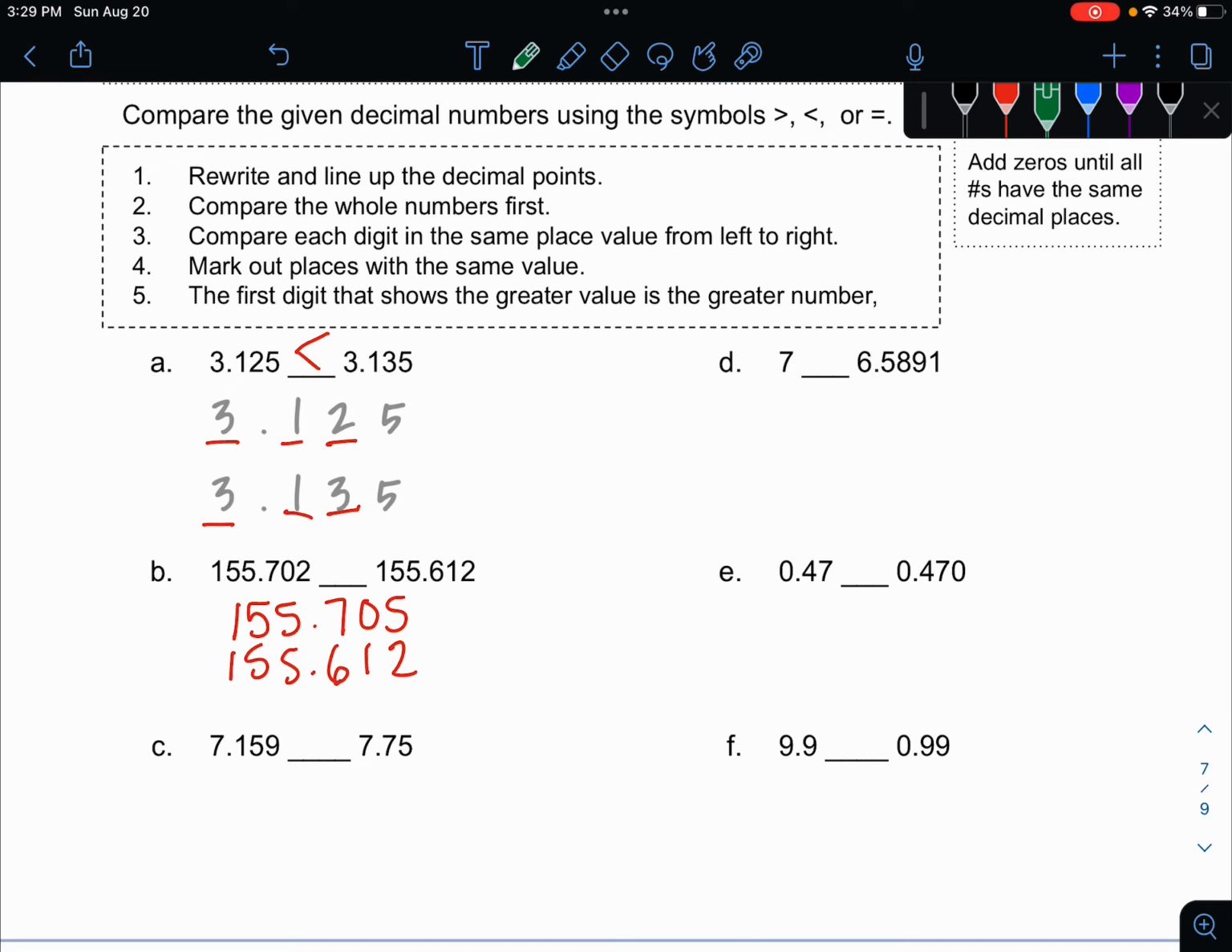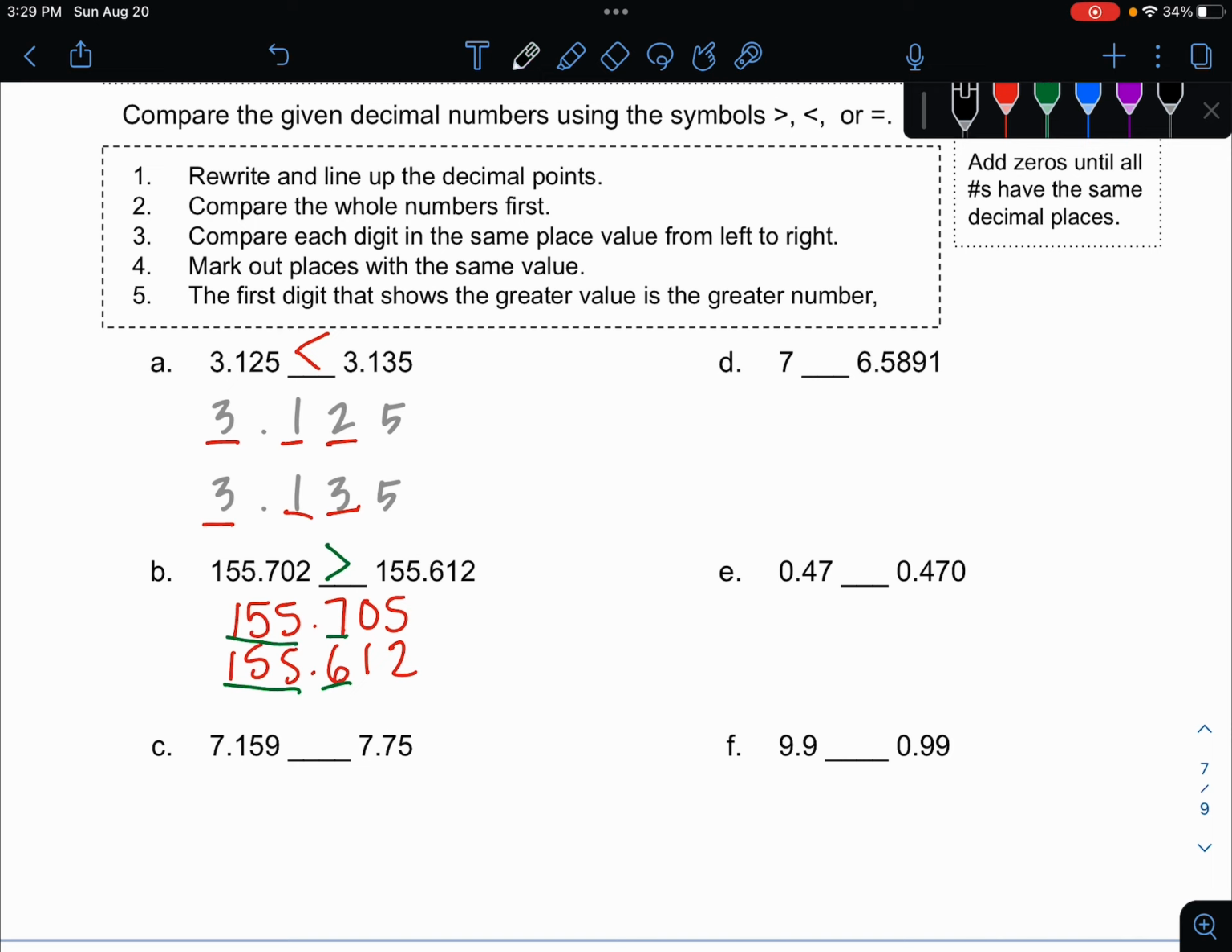We have the same whole numbers, right? Let's look at the tenths place. We have 7 and 6. They are different, so now we can compare. 7 is more than 6. So that means that 155 and 702 thousandths is greater than 155 and 612 thousandths.